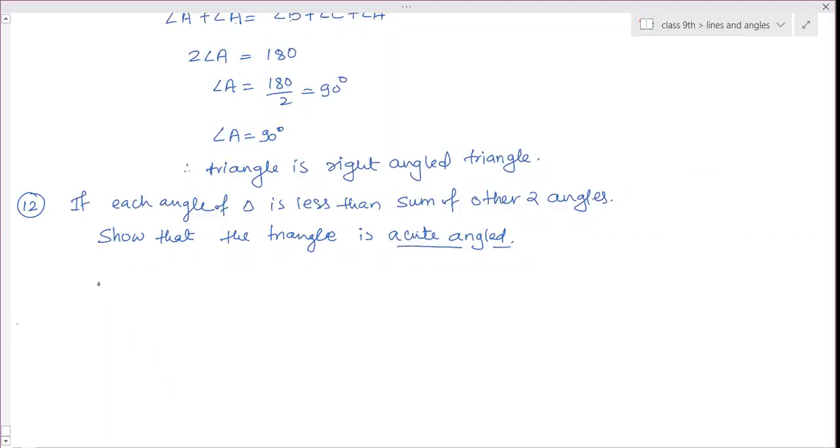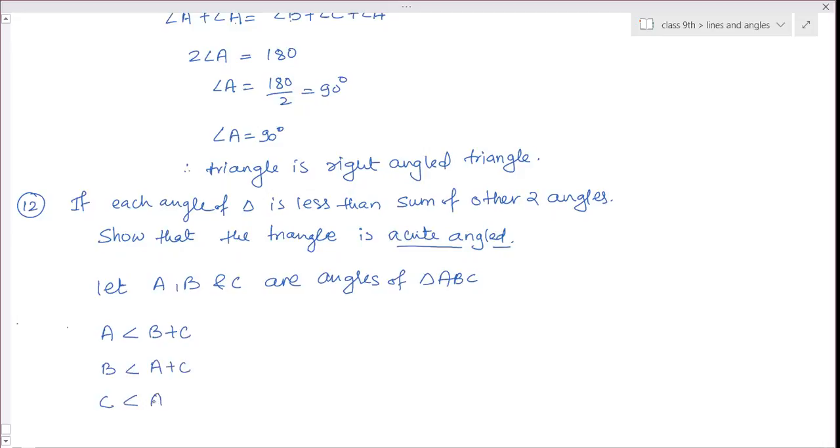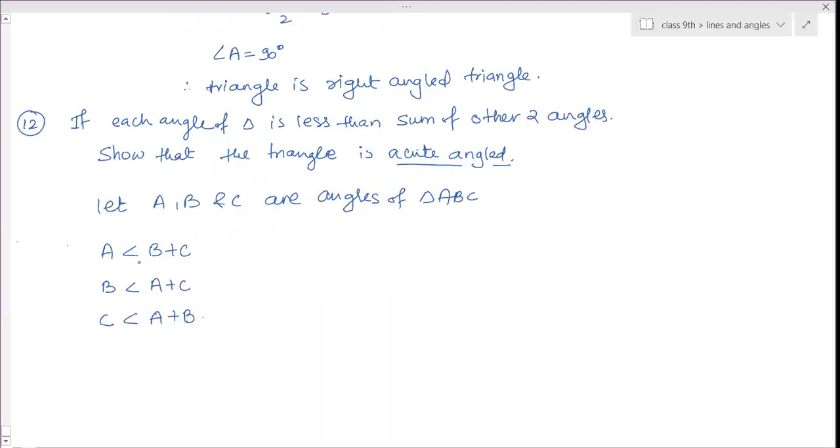So here, let A, B and C be the angles of triangle ABC. What they have given: A is less than B plus C, as well as B is less than A plus C, and C is less than A plus B. This is given. So how to use it?